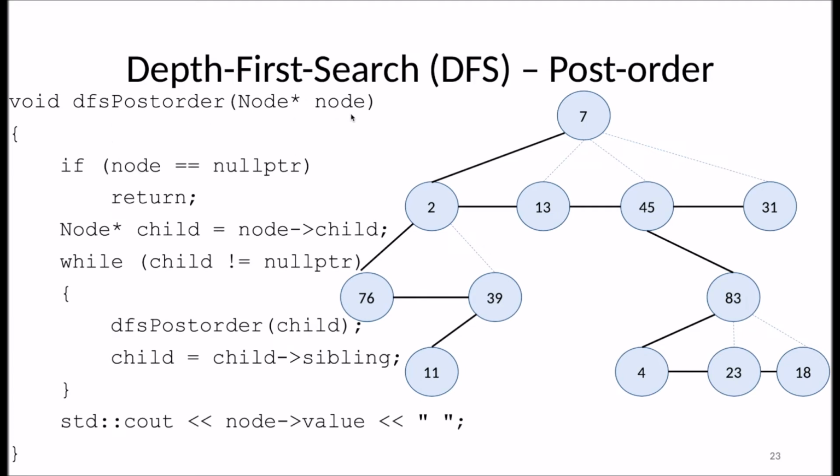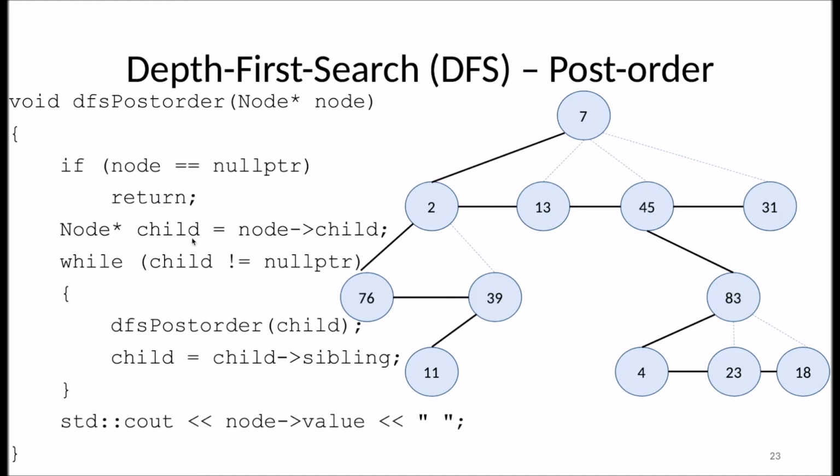It expects a pointer to a node. Initially I call this function with the root node. And note that the node here has 2 pointers. It has a child pointer to the very first child, and it has a sibling pointer to a sibling of a node. So for the root node, the sibling pointer points to null, and the child pointer points to 2. So I pass in 7, then I get the child of 7, which is 2. 2 is not null, and then I call the very same function again, passing in now 2.